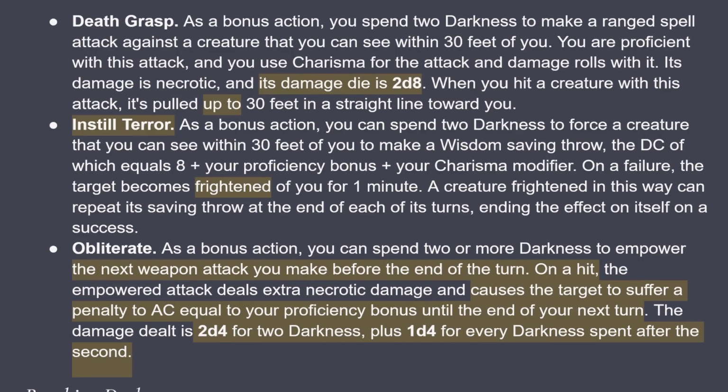Death's Grasp. You spend 2. You spend 2 for all of them. But this one says you make a ranged spell attack within 30 feet. It's essentially, again, uses your Charisma.